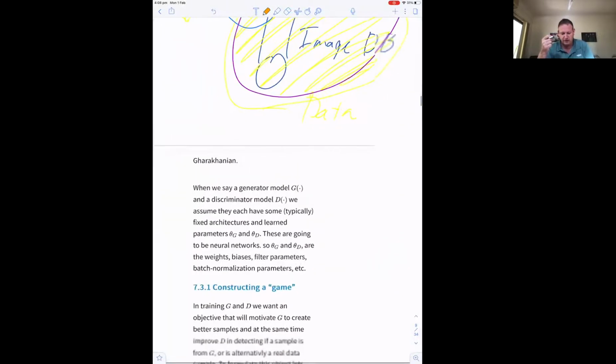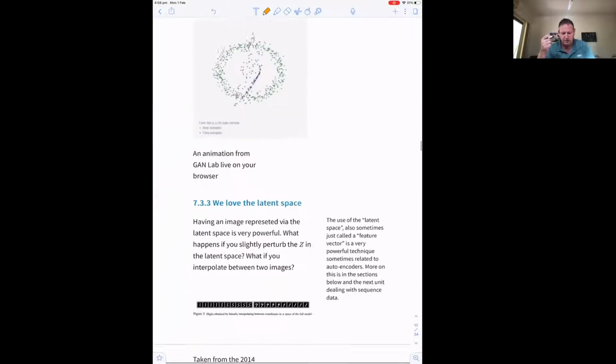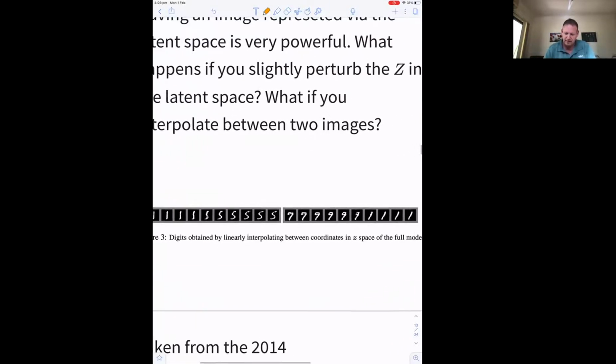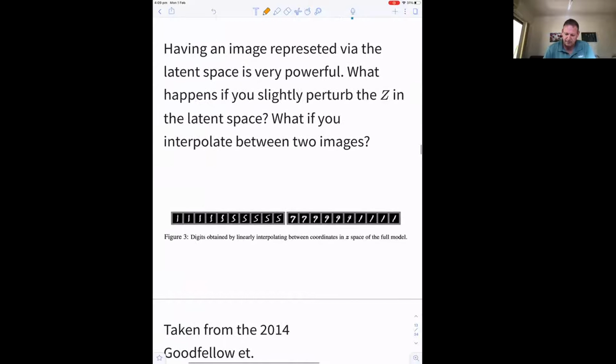Just to get a feeling for this, it already appeared in the original GAN paper, where this is one coordinate and this is another one. Two coordinates in the latent space gave you one image. But when you do linear interpolation between those points in the latent space, you get all these other things that actually look like images. And there seems to be a bit of continuity.